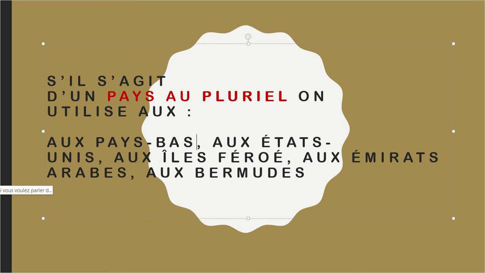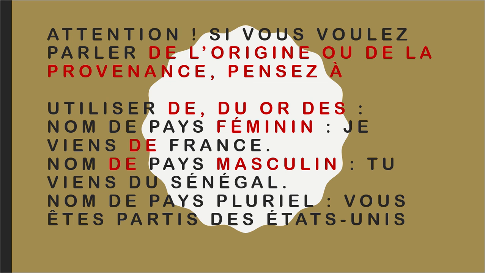And moving to the next slide. If you want to say I am coming from this place, I am coming from India, je viens de l'Inde, like that, if it is origin you are talking about, you should use de, du, or des. It is very easy to remember. Normally we use de if the place is feminine. Du is for masculine and des is for plural.